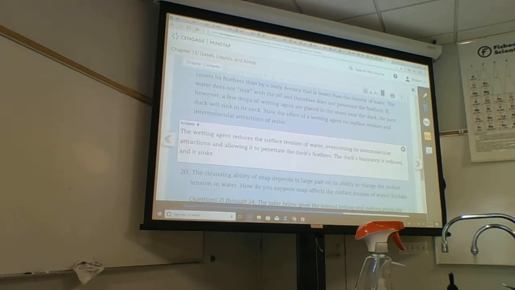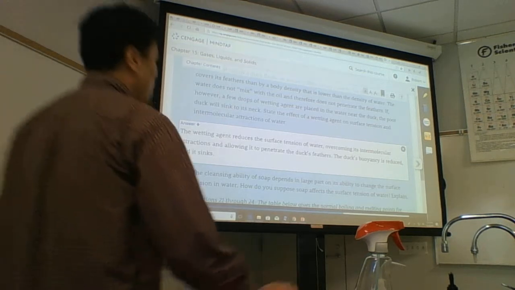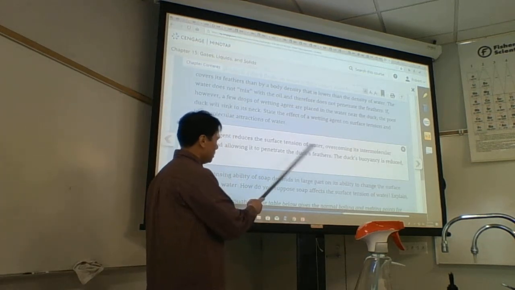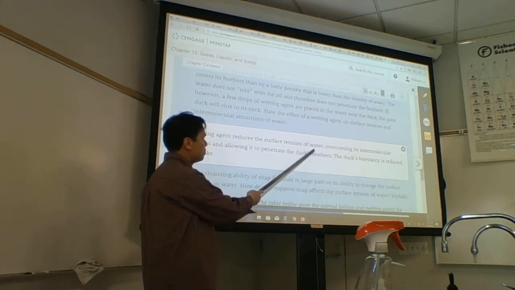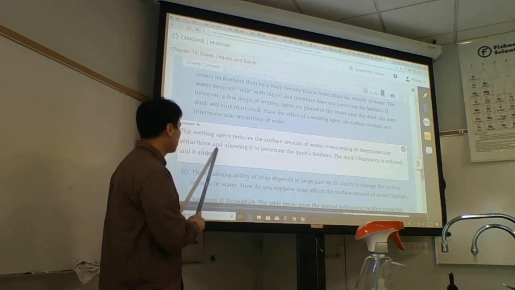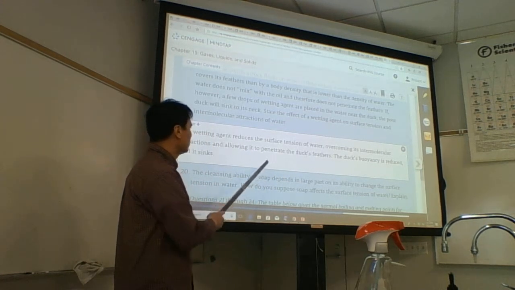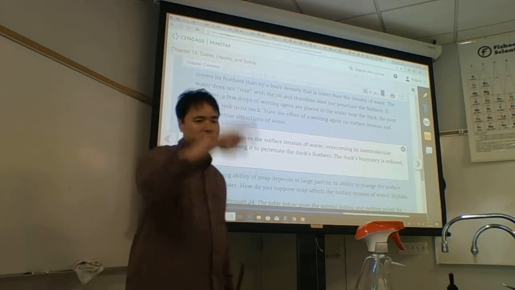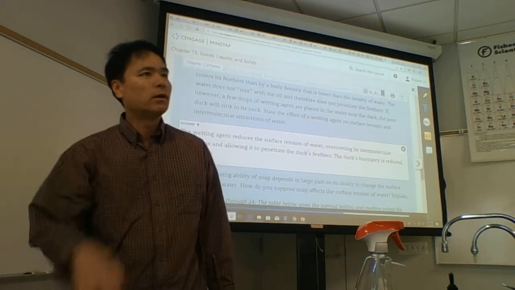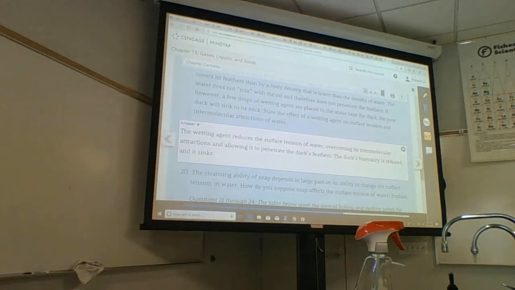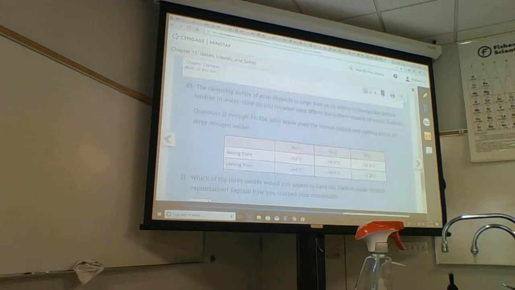And so a wetting agent reduces the surface tension of water. So that's exactly what I did. I used Windex to reduce the surface tension of water, overcoming its intermolecular attractions and allowing it to penetrate the duck's feather. The poor duck is going to sink to its neck, like that paper clip did. All right, 25 is next.